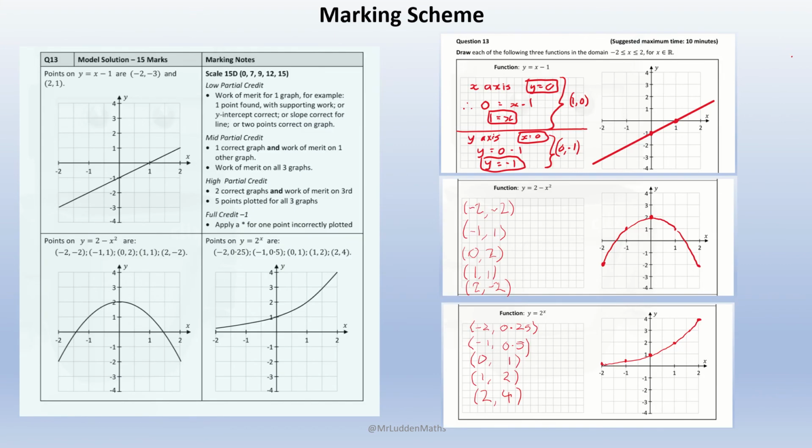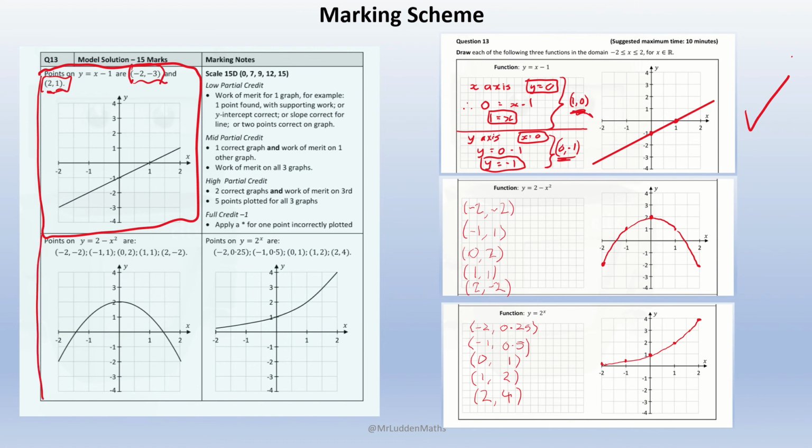So for my first one here, this was what they gave us in our marking scheme. You'll notice that they got the 2 points -2, -3, and 2, 1. They still ended up with the exact same graph as us, even though we got 2 different points. So the exact same graph. So I'm going to give myself a tick here. You'll notice that they've listed their points and I've listed my points as well. So even though we've gotten different points, we've gotten the same graph. So I'm getting full marks for that part of my question.